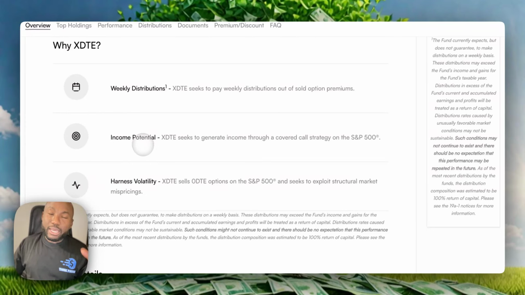They did here income potential because we never know. They actually have a disclaimer. They might, now and then, cut their dividends or distribution, but they say there's a potential. And so far, they've been paying since inception. Harness the volatility. It does harness volatility. So XDTE sells 0 day to expiration options on S&P 500 and seeks to exploit a structural market mispricing.